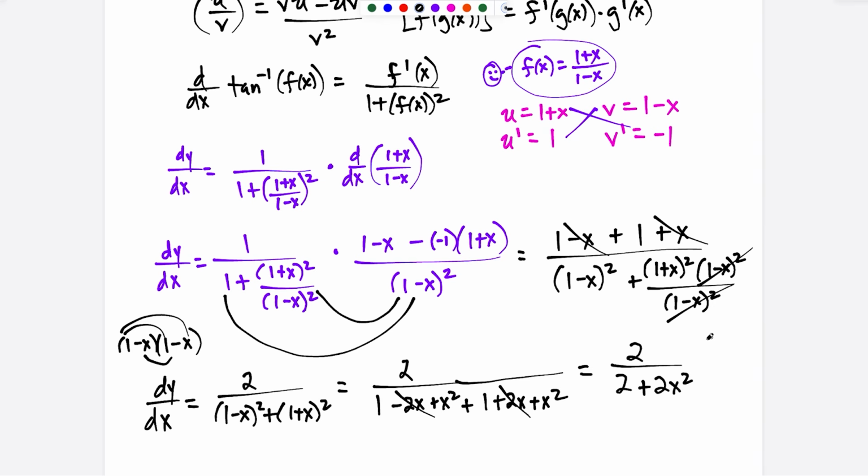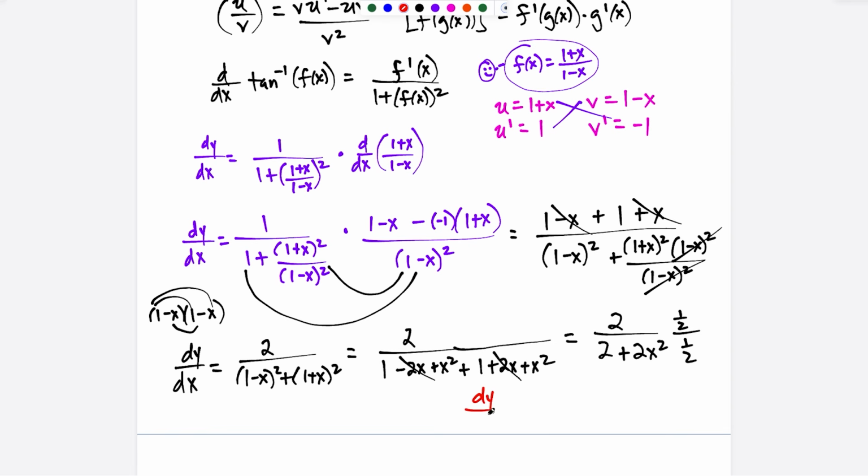So now I could just divide the top and bottom by 2 or multiply the top and bottom by a half. And this tells us our final answer here, the derivative dy dx is equal to, we have 2 times a half is 1 over, if I do a half times 2, I get 1 plus half of 2x squared is just 1x squared. So here is our derivative for this question here.